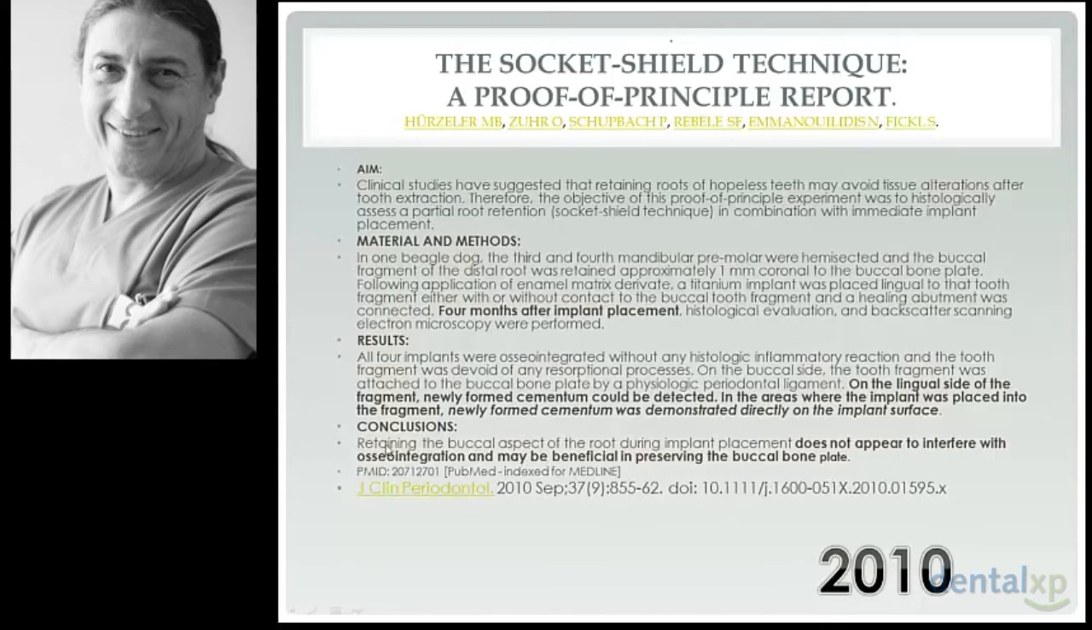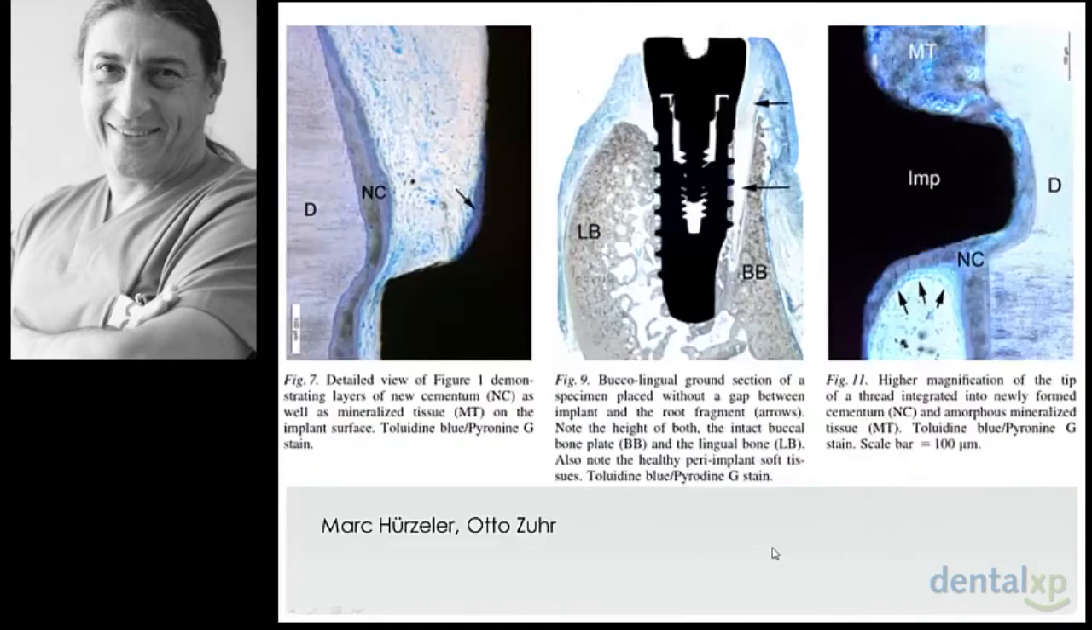Conclusions: retaining the buccal aspect of the root during implant placing does not appear to interfere with the osseointegration and may be beneficial in preserving the buccal bone plate. Wow, this changed our lives because you can see here, this is the buccal slice of the root, and in contact, you can see this image. So there is dentin. Here a thin layer of new cementum.